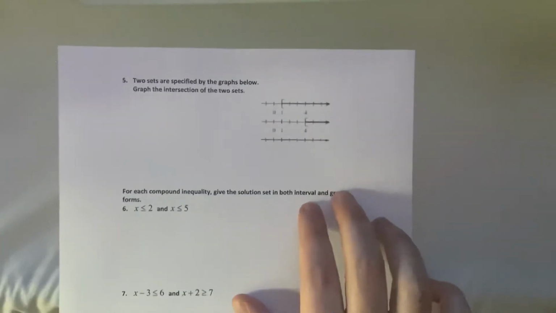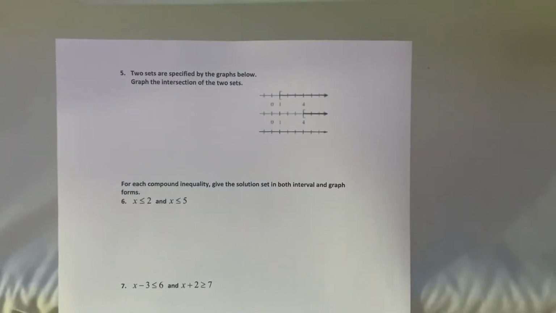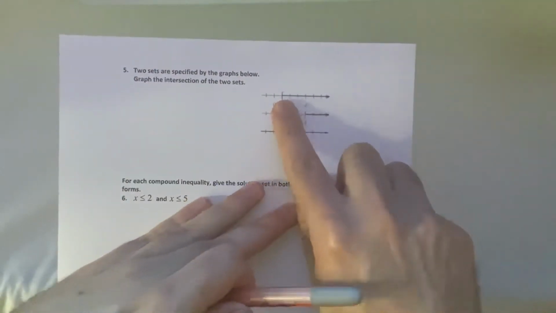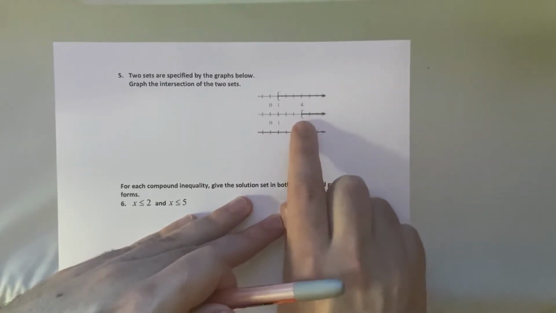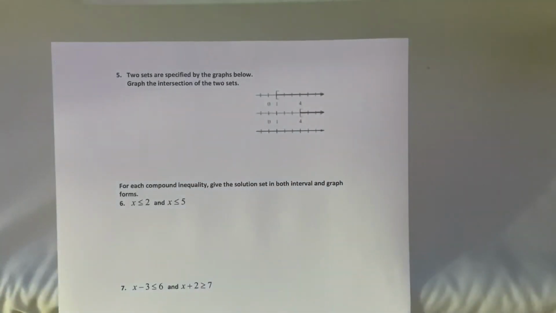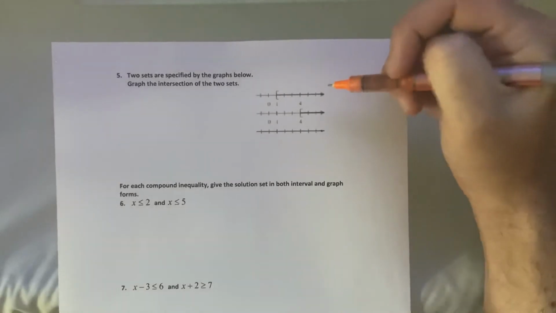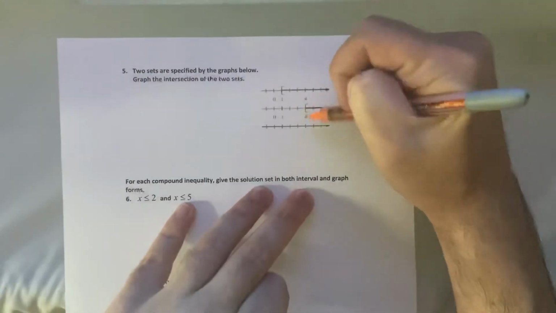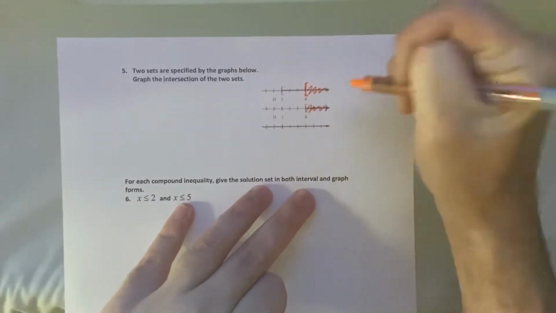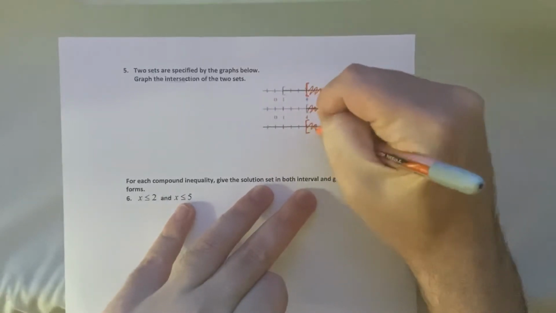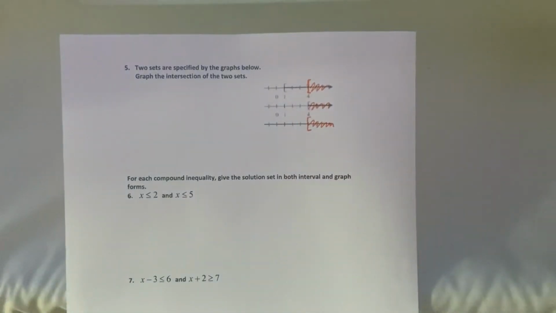So two sets of inequalities are graphed below. Graph the intersection of the two sets. So if we look at the graph, this is all the numbers from 1 all the way up to infinity. This is all the numbers from 4 to infinity. So it wants to know what numbers are in both of these sets. So basically, if you're looking at a number line, it's which area is shaded on both parts. And if you look here, everything from 4 all the way up is shaded in both, so you get to include everything all the way up.